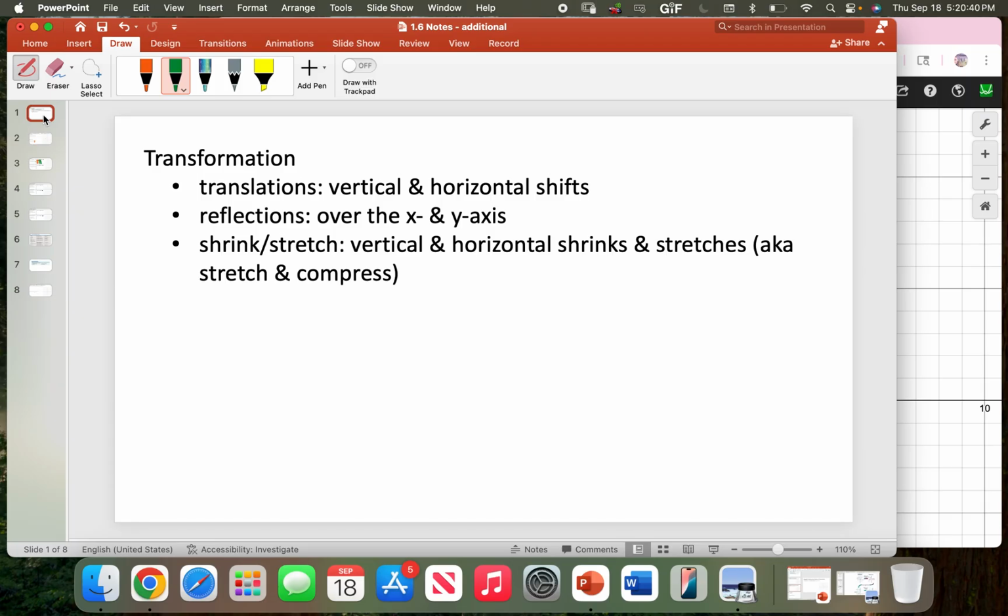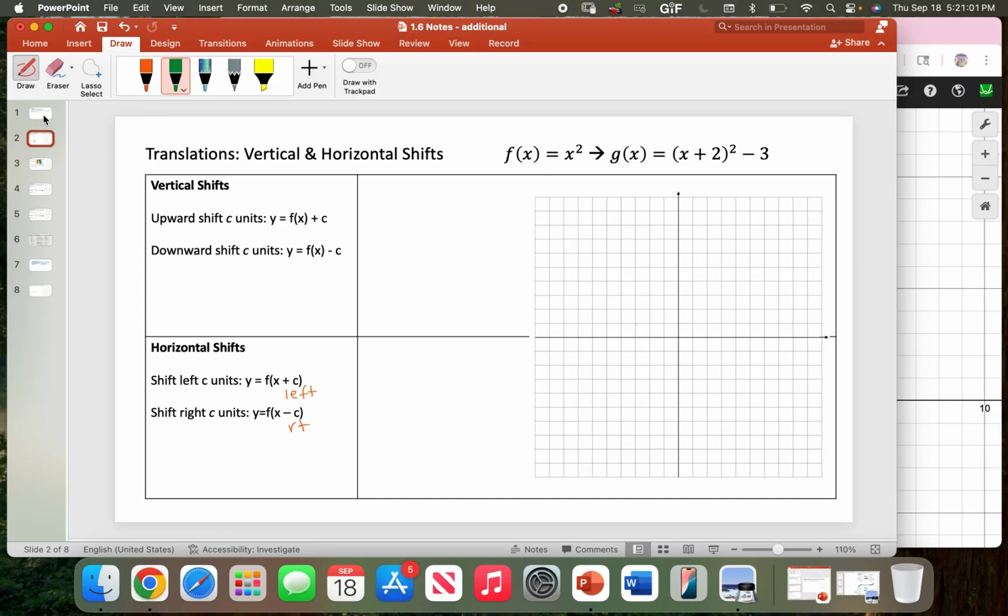So the 3 types of transformations that we talked about were translations, so left, right, up, or down, reflections, flipping over the x or y axis, and then shrinking or stretching, either closer or further away from the x-axis or closer or further away from the y-axis. So I'm going to go through each of these individually, and then I'll do an example for each one as well. I'm going to do vertical and horizontal shifts together. We talked about these first in class today as well.